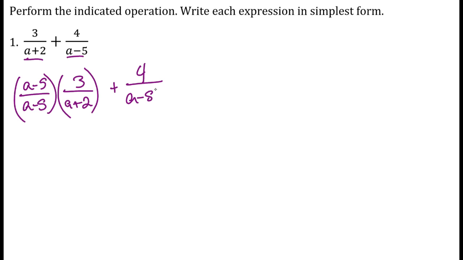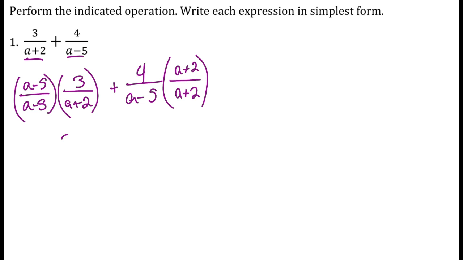A minus 5 for the second term is in the denominator already, so I need a factor of a plus 2. I can put a factor of a plus 2 in the denominator, but I also need it in the numerator, because again, I can only multiply an expression by 1 without changing its value. That's one of the rules of mathematics: I can multiply by 1 and I'm not going to change its value.